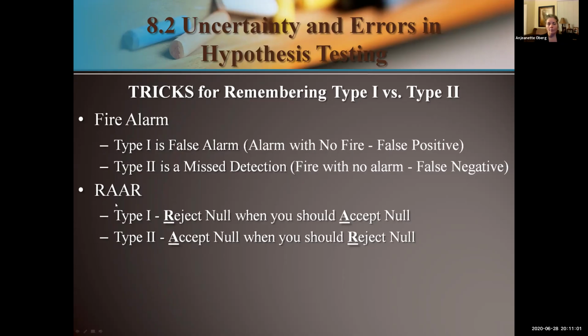Another person came up with this roar, like a lion thing. So type 1 comes first, 1 comes before 2. So if we look at the acronym, you reject the null when you should have accepted it. So that's type 1. And the second part of the R is type 2. You accepted the null when you should have rejected it. Okay, so those are tricks. If those work for you, great.